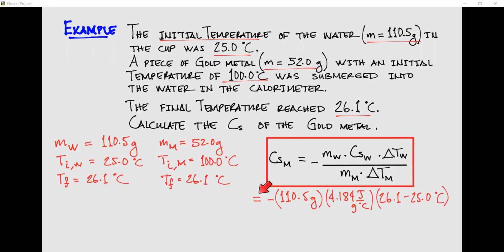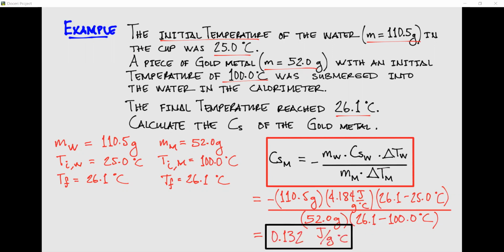So we have negative mass of the water times the specific heat capacity of the water times the change in temperature of the water, which is final minus initial. And then we're going to divide this by the mass of the metal times the change in temperature of the metal. Again, final temperature minus initial temperature of the gold metal. Plug this into the calculator and we get 0.132 joules per gram degree Celsius.